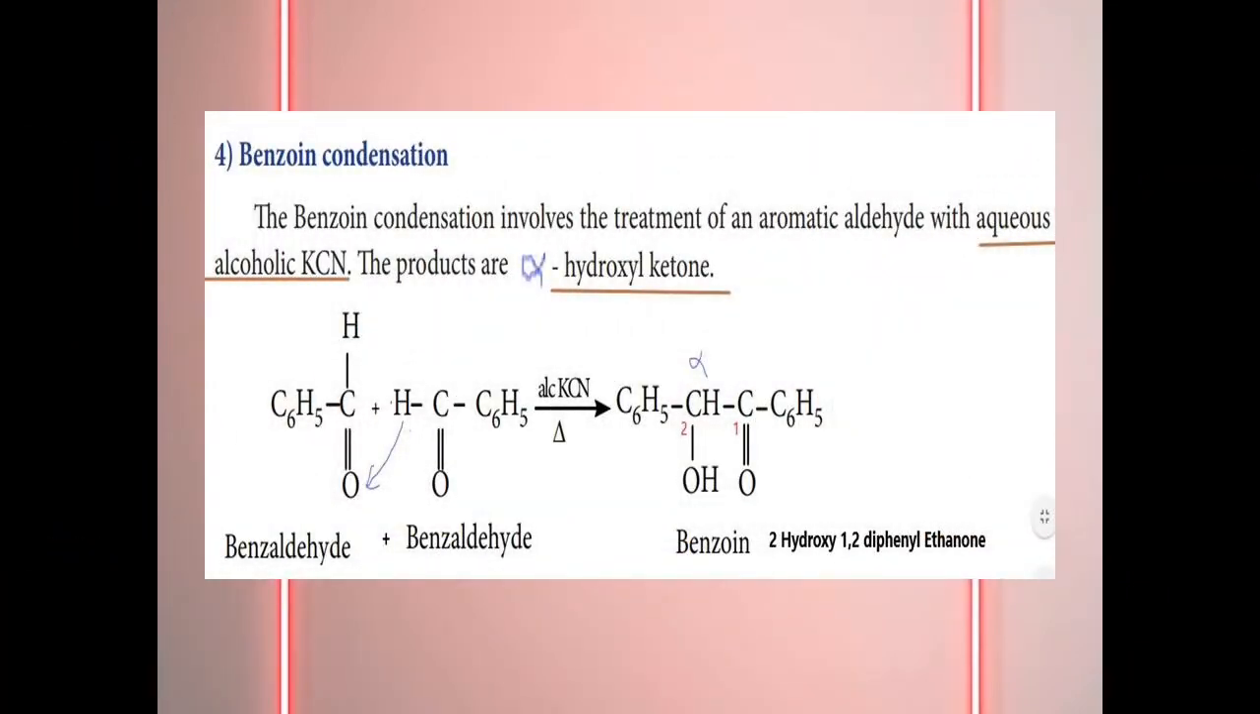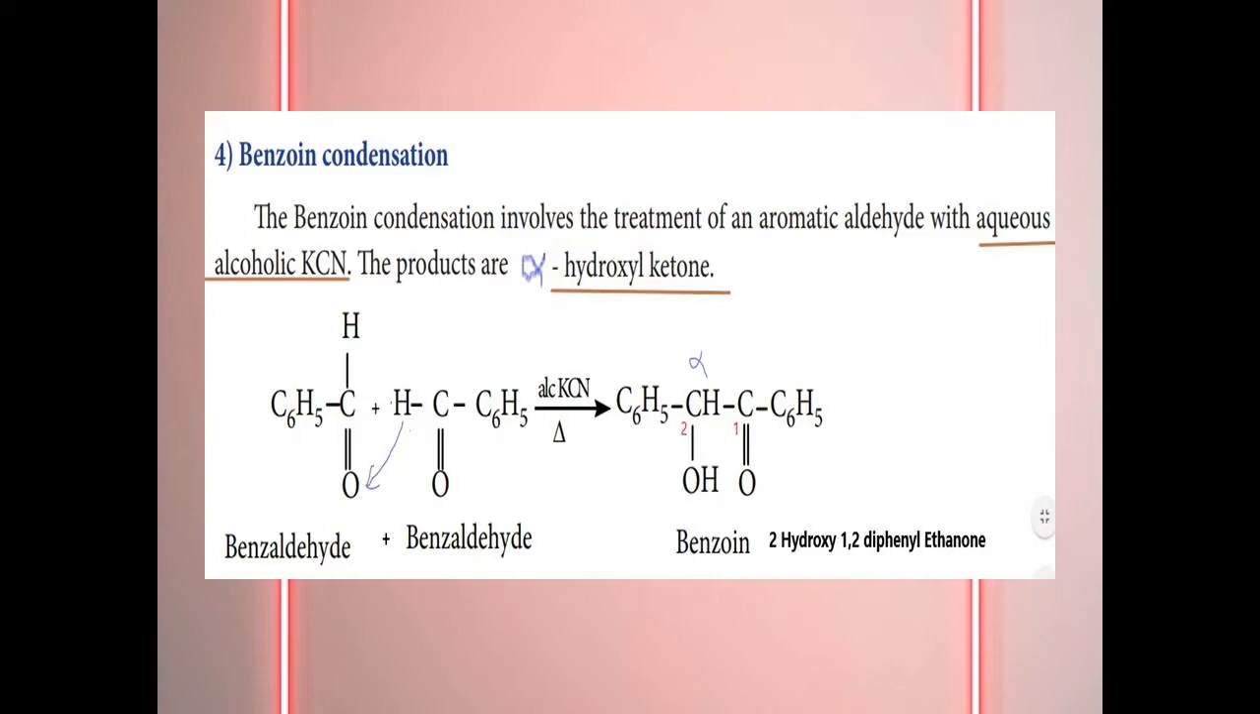Next, benzoin condensation. Here, 2 benzaldehydes in the presence of alcoholic potassium cyanide give an alpha hydroxy ketone. How is it formed? One of the hydrogens from the aldehyde is moved to the oxygen of the other benzaldehyde. So that is how we get benzoin.